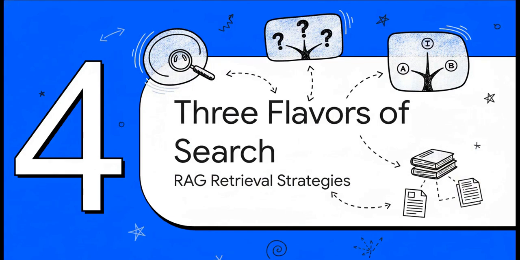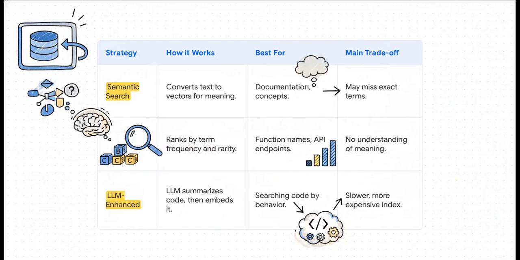Now, here's where it gets really cool. RAG isn't just one thing. It's not a one-size-fits-all deal. It actually comes in different flavors, if you will, different search strategies that are optimized for different kinds of problems. This table breaks down the three core strategies. You've got your semantic search for concepts, you've got keyword search for those super specific terms, and then you have this really powerful one, LLM-enhanced search, which is all about what your code actually does. Let's quickly break them down.